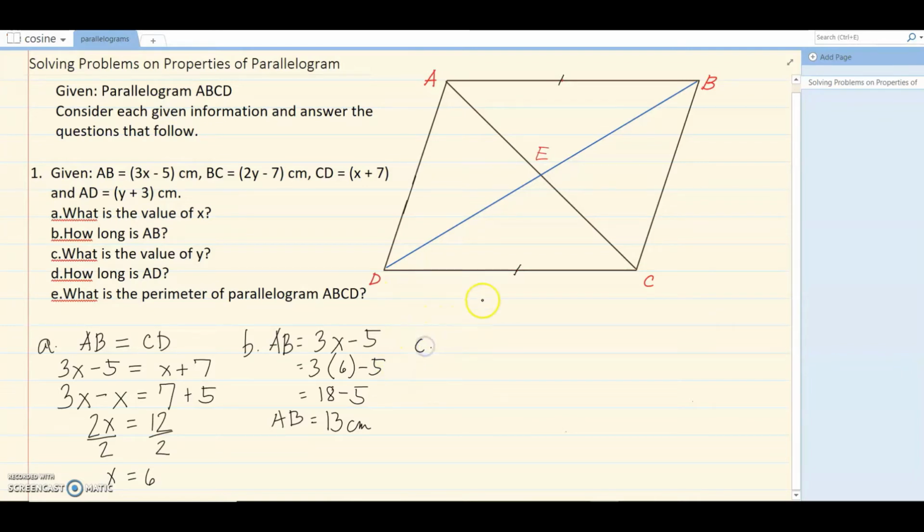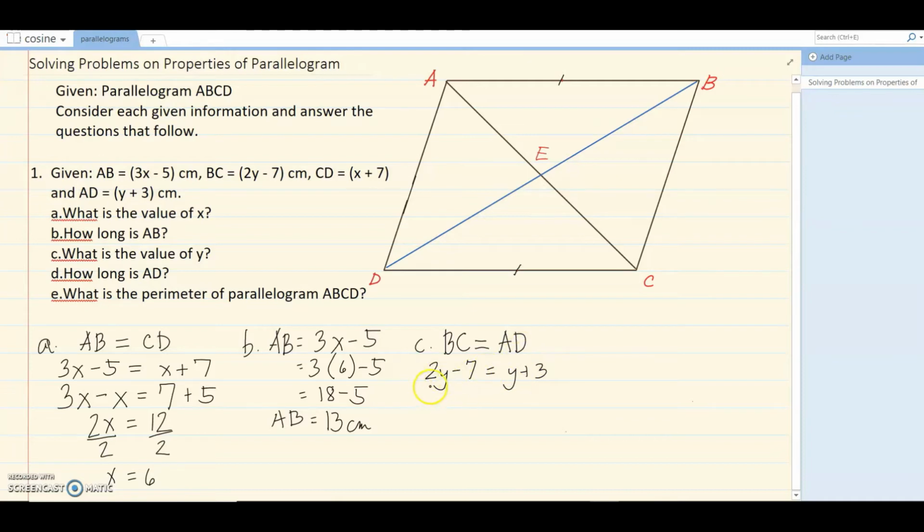Next, letter C. What is the value of y? So, we are considering here BC and AD. So, pag tingnan natin yung BC, this side, and AD, they are opposite sides, so they are equal. So, BC is 2y minus 7 equals AD natin is y plus 3.